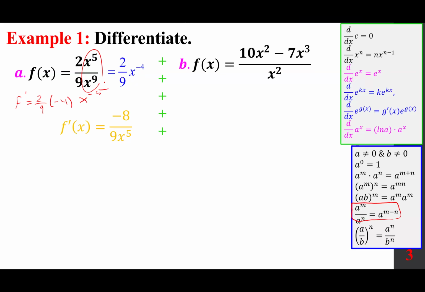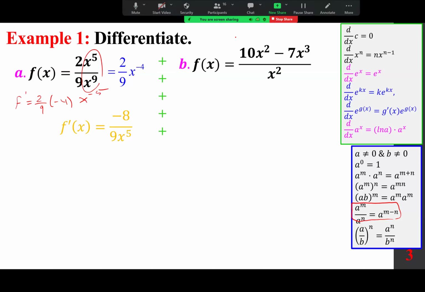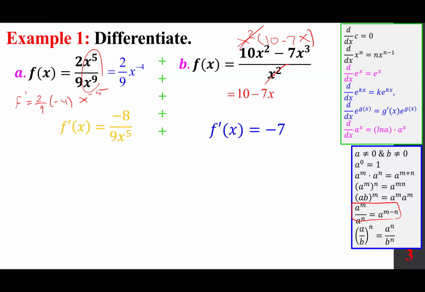For part B, if you have a rational function or a fractional format where you can get rid of the denominator somehow, in this case, you can factor the x squared out. The answer is f prime of x equals minus 7 in a split second. However, if you try to do the quotient rule, it takes much longer. You don't want to do that.